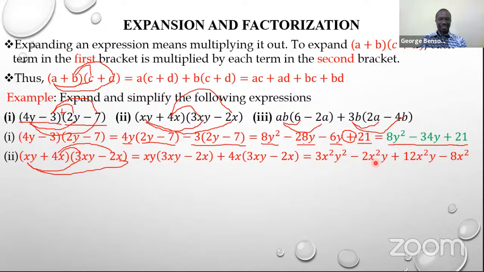Please, are you with us? Then we go to the next one. Now it's the turn of the 4x to multiply this and that. So 4 multiplying 3, then x multiplying x.